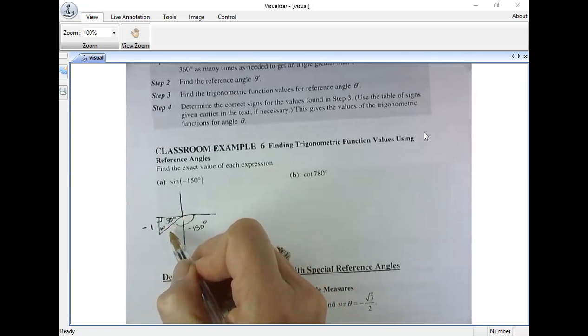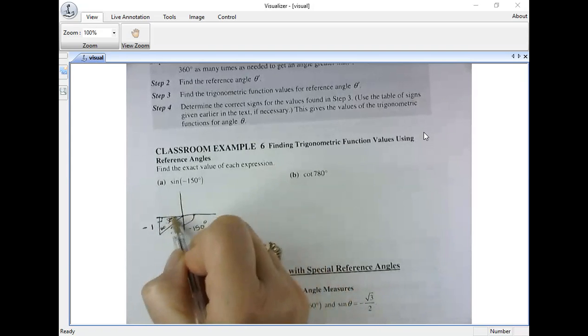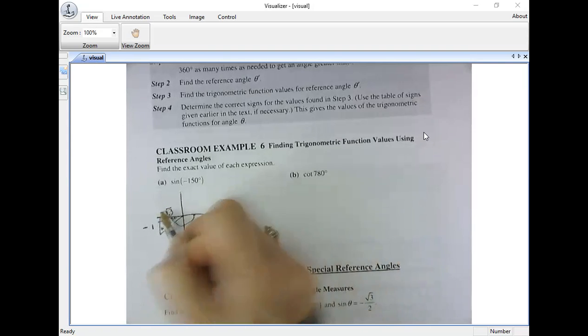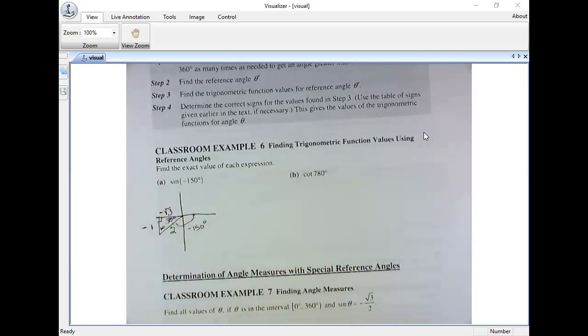Be careful. It's the longest side, and that's 2. And that means the side across from 60 is the square root of 3. Is it positive or negative? It's negative. That's on the negative end of the x-axis. That's how we would label that, right?